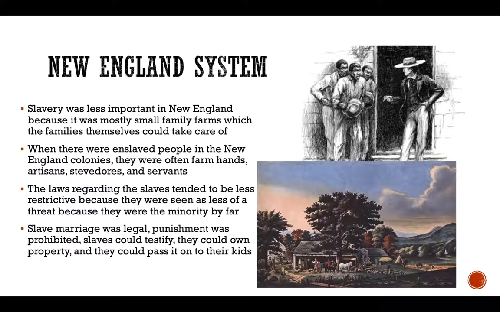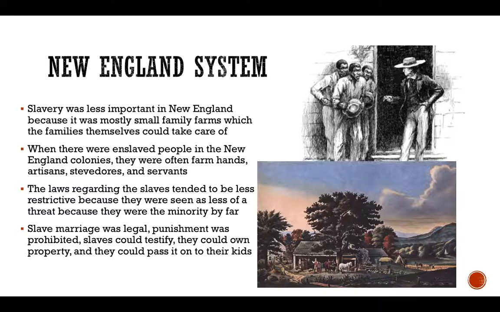The New England system is even probably more different than either of the other two. This one stands out a little bit because it's not a plantation system. Slavery was less important as a concept and as a societal structure in New England because it was mostly small family farms, and the families could take care of it themselves, by and large.